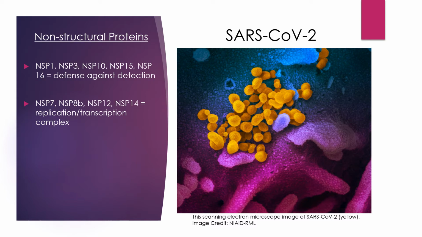NSP14 is a proofreading enzyme. So if the NSP12 protein, that polymerase, makes a mistake, 14 recognizes that mistake, cuts it out, and then allows NSP12 to put the proper nucleotide in its place.